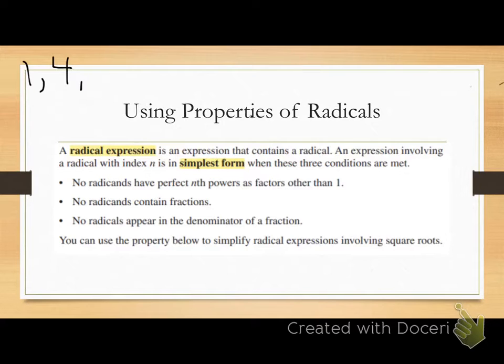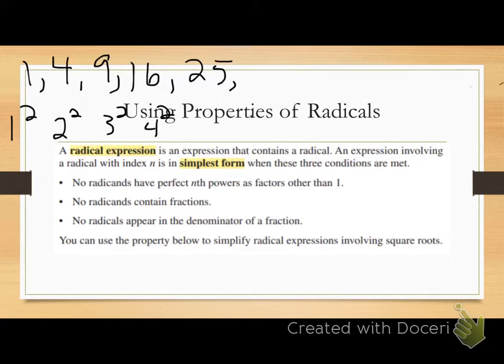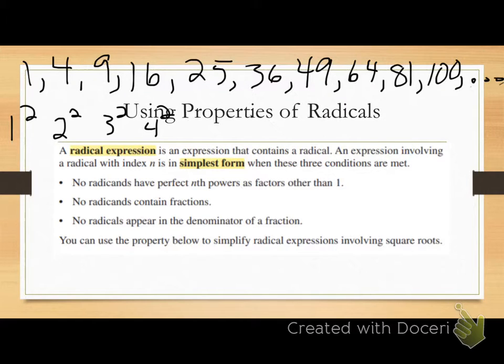What's the next one? Not 6. Not 8. 9. Next one. Not 8. Not 12. Not 3. 16. So I'm getting these by doing 1 squared, 2 squared, 3 squared, 4 squared. What would 5 squared give me? 25. What's the next one? 36, because 6 times 6 is 36. 7 times 7? 49. What's the next one? 64. Next one? 81. Next one? 100. And that just goes on and on and on, right?